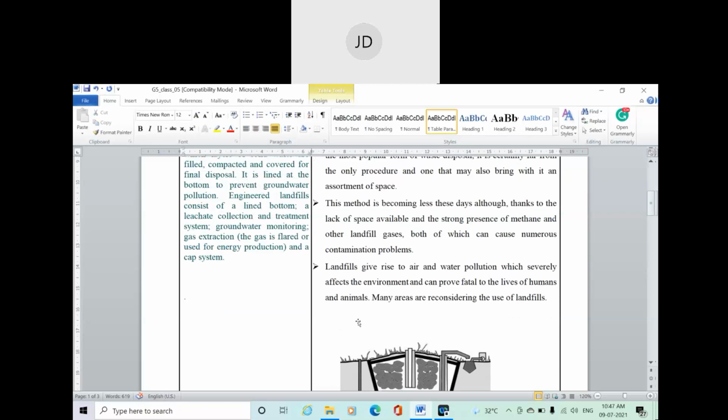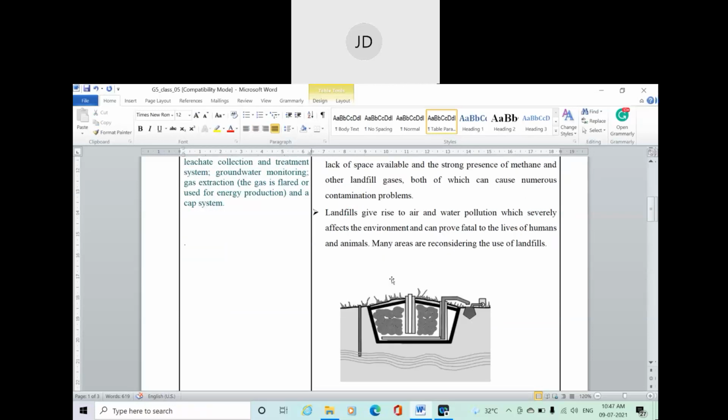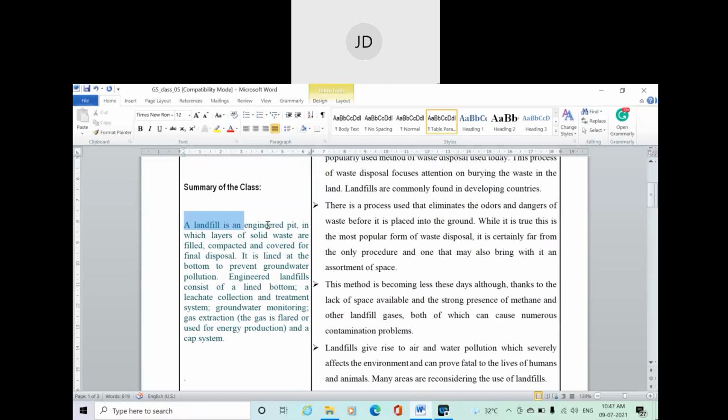And also we need to prevent the rain from entering the landfill. Since it is open to the sky, the rain will fall on the top of the landfill. Then it may penetrate into the waste, so we need to prevent rainwater from coming inside the landfill. That's why we also go for protecting the landfill even from the top. So a landfill is an engineered pit in which layers of solid waste are filled, compacted, and covered for final disposal. This term is very important, final disposal. It is not an intermediate solution, it is the final solution.